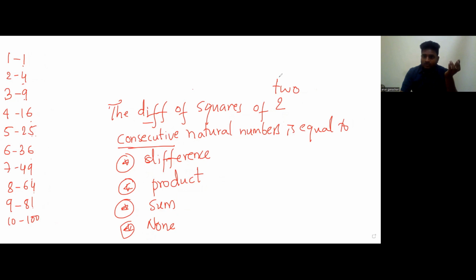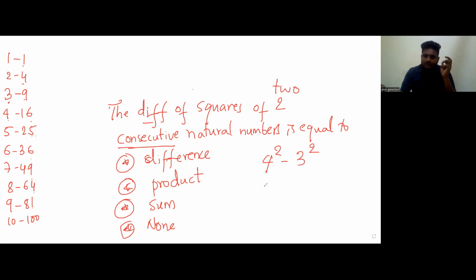The difference of squares of two natural numbers is what? What is the difference of squares of two consecutive natural numbers here? What are the natural numbers? Natural numbers are these numbers only. Now, if I take the example of 3 and 4, what should I do? First, I have to square it. We have to find the difference of squares. I have to square it, then I have to find the difference.